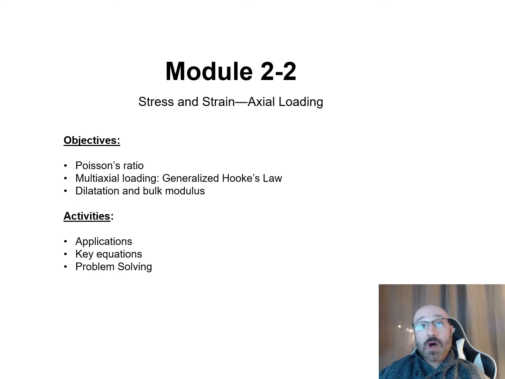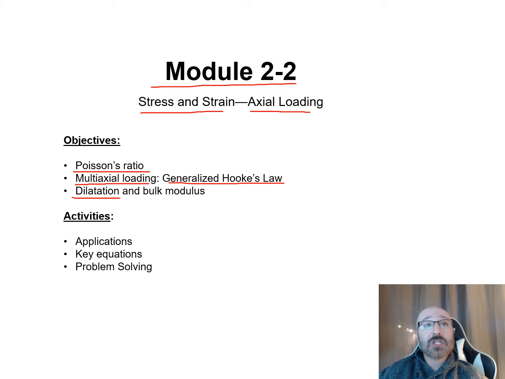Now we're going to continue on with the second lecture for Module 2, looking at the topics of stress and strain, continuing on with axial loading. Specifically, we're going to get into some work with Poisson's ratio, take a look at multi-axial loading and generalized Hooke's law, and then talk a little bit about dilation and bulk modulus, go through a couple of applications, some of the key and governing equations you'll be utilizing, and go through some methods for problem solving as well.